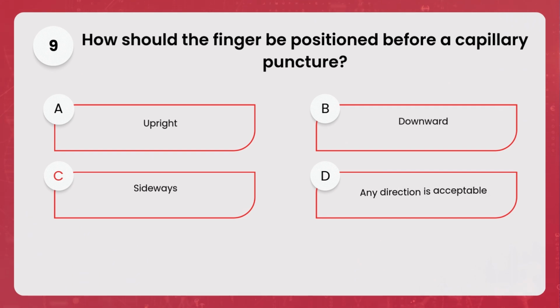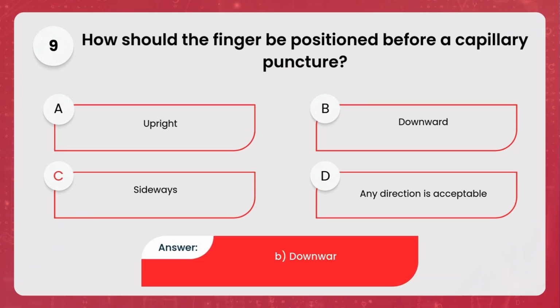Number 9. How should the finger be positioned before a capillary puncture? A. Upright, B. Downward, C. Sideways, or D. Any direction is acceptable? The answer is B. Downward.